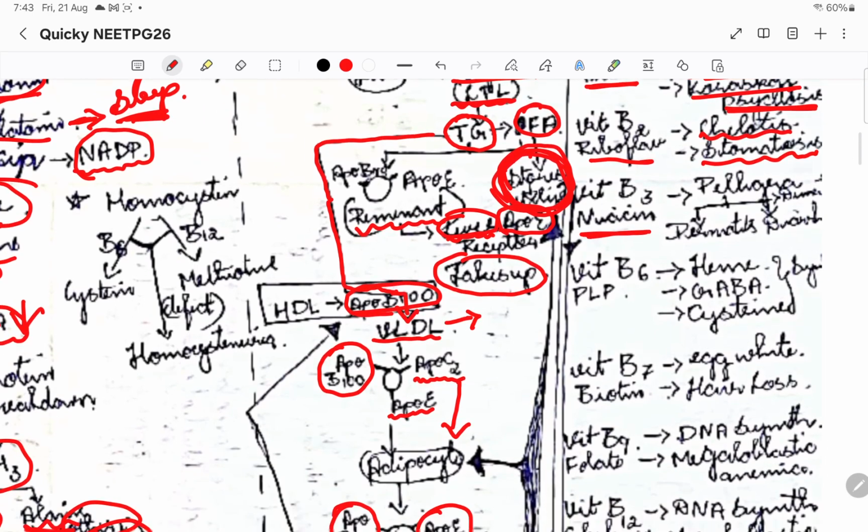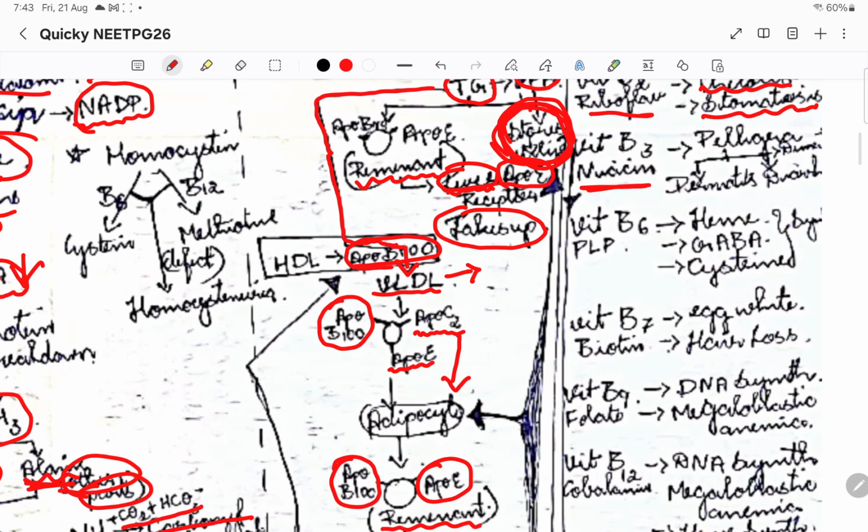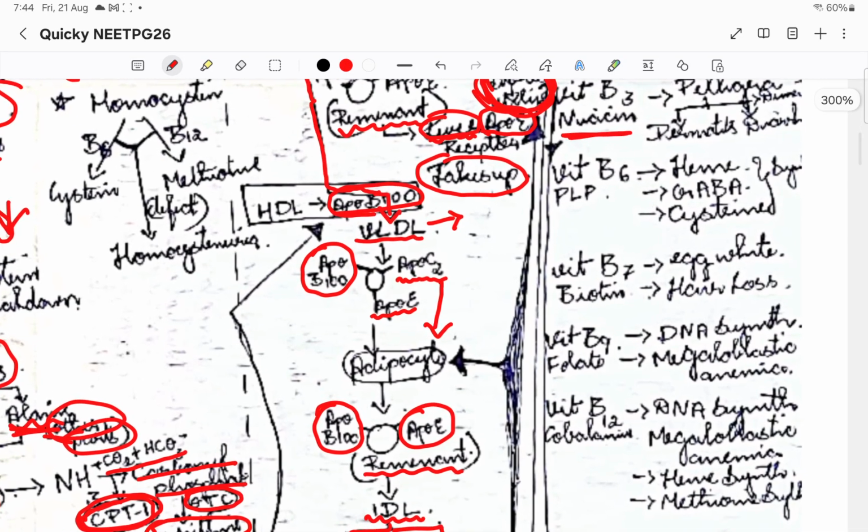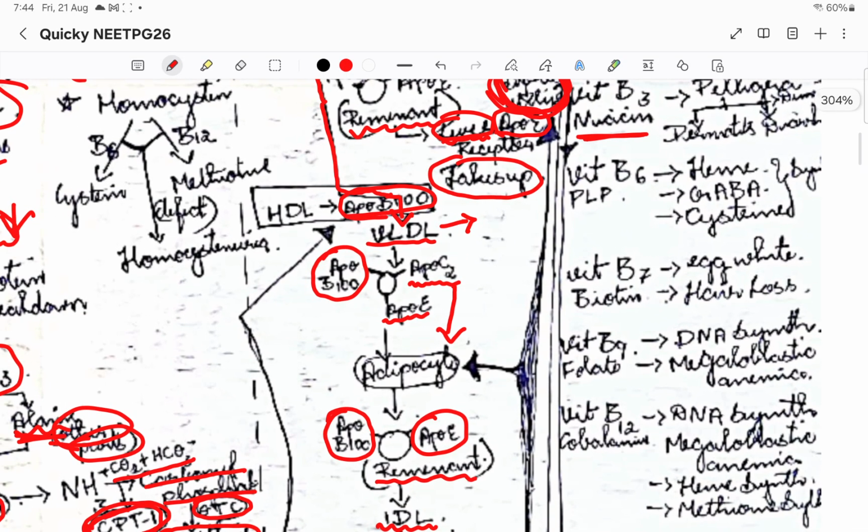Okay, then when it comes to B6, B7, B9 and B12, these all things almost look the same. B6 is required for many metabolism like heme synthesis, GABA synthesis and cysteine synthesis. So remember in that way, B6 PLP is required for heme, GABA and cysteine synthesis.